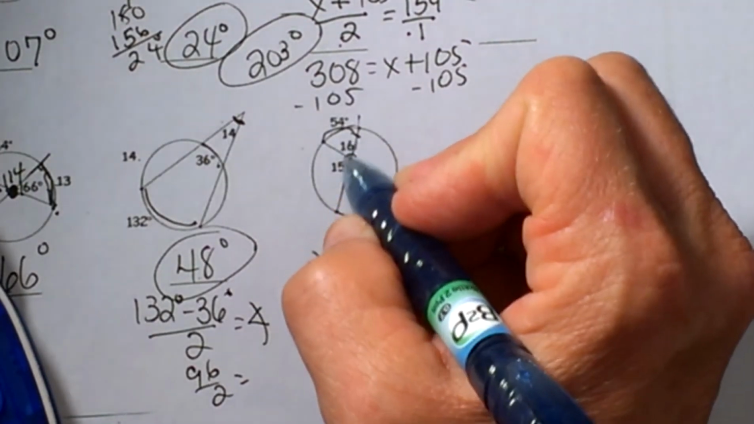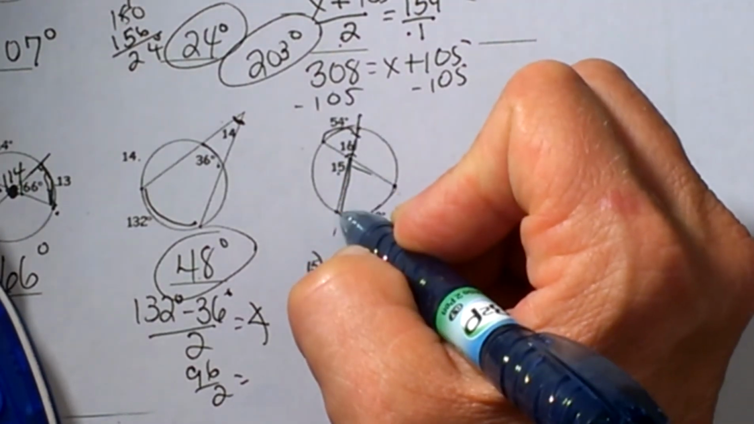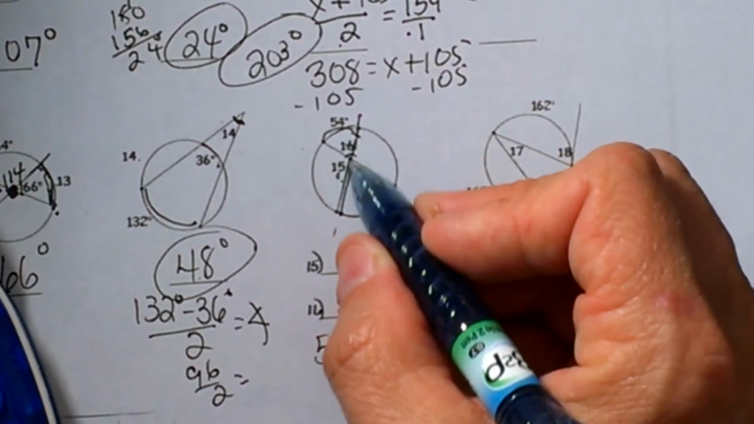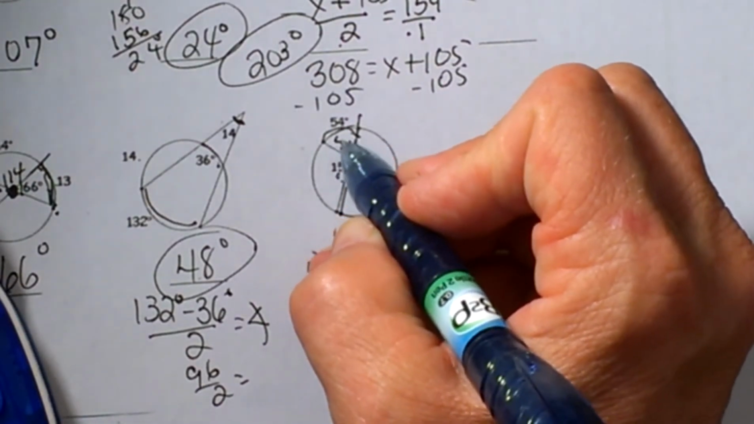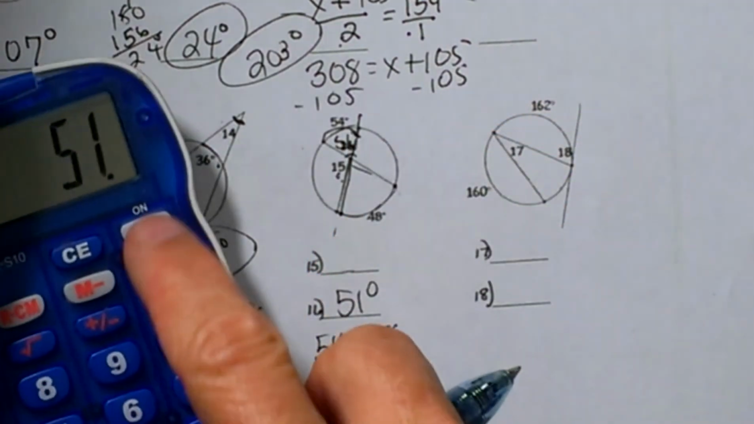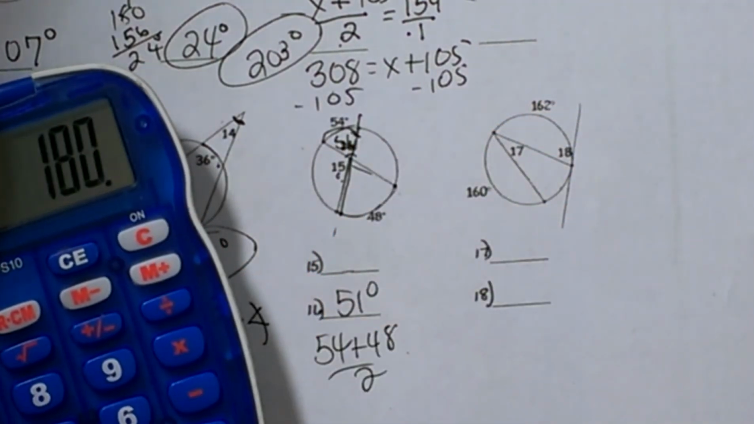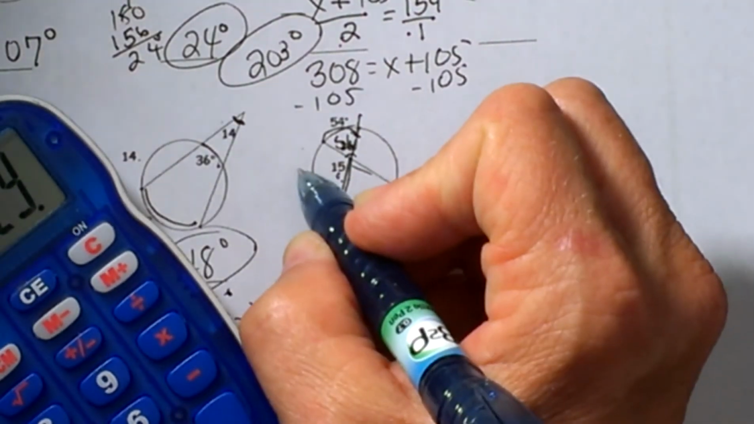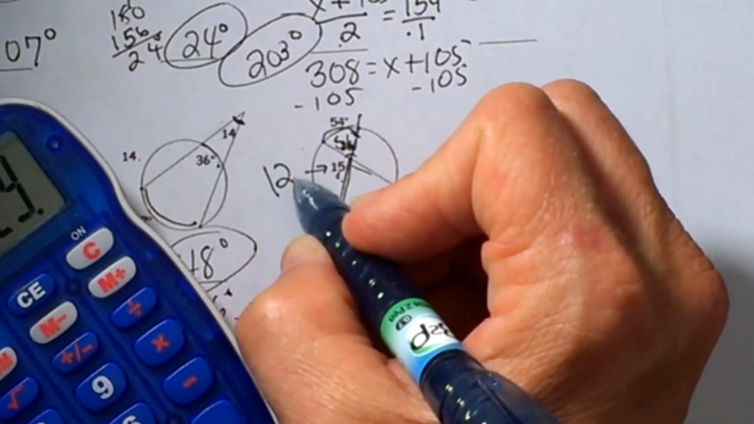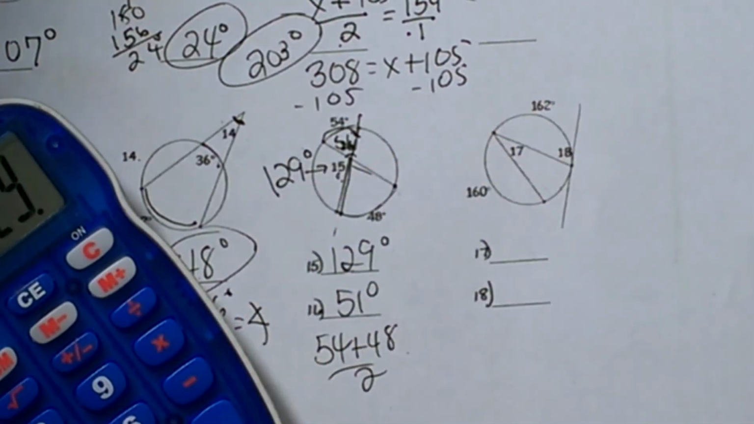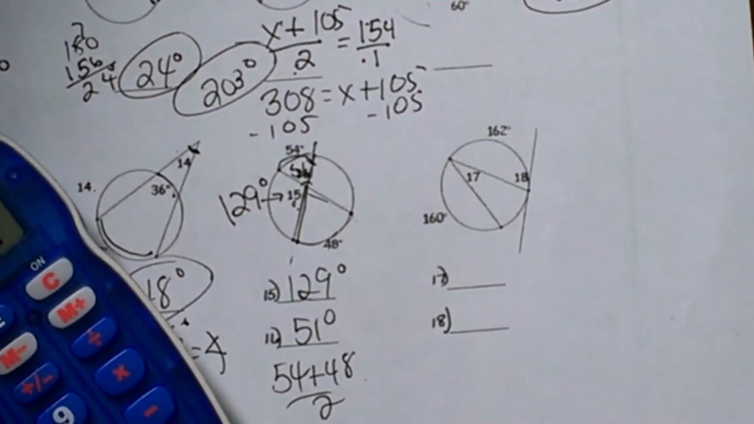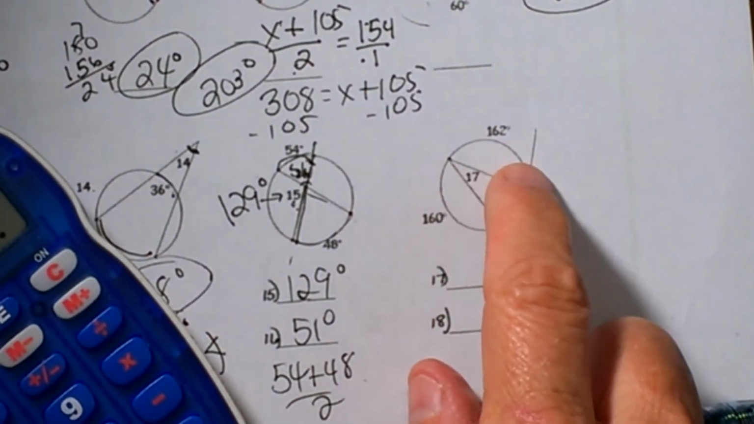Now, we know that 16 and 15 form a line. They're a linear pair. We know a linear pair adds to 180. So if this one is 51, I'm just going to take 180 minus 51, and that gives me 129. So there we go. That angle right there is 129 degrees. Okay, last one. We've made it. Number 17 and number 18.